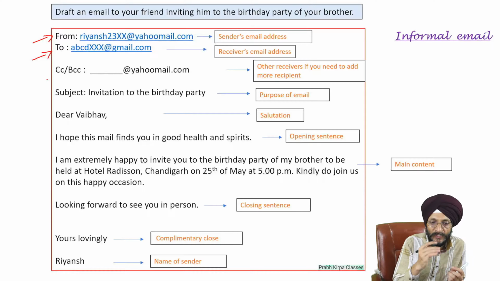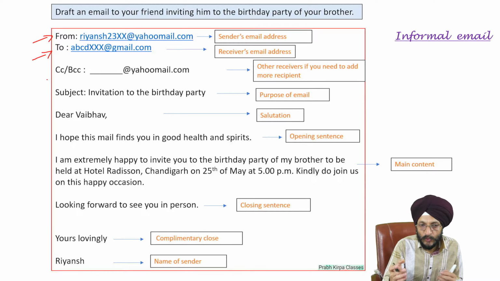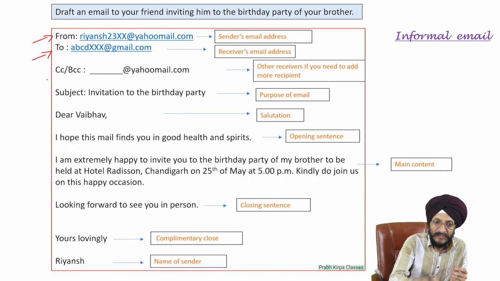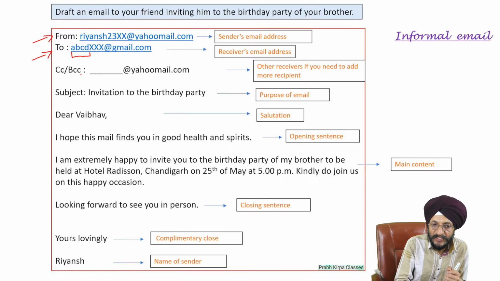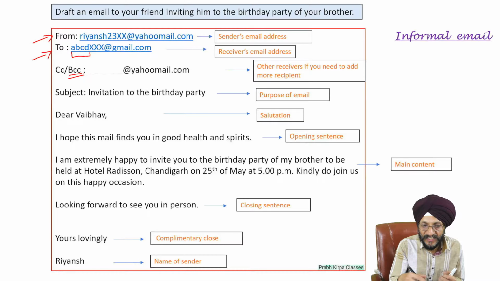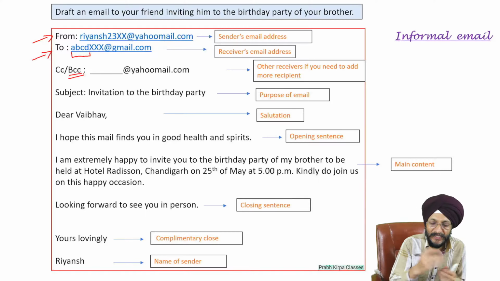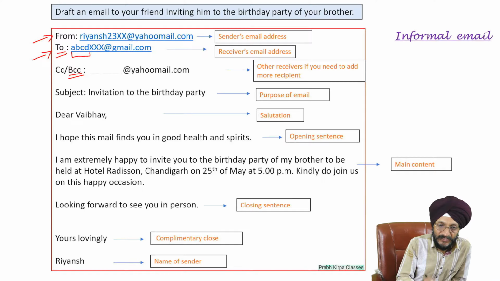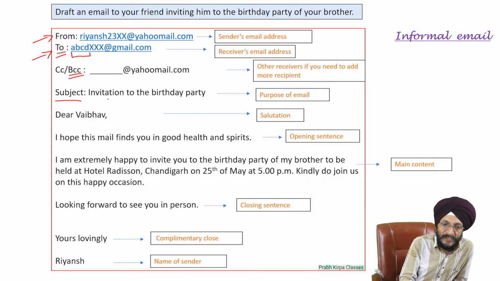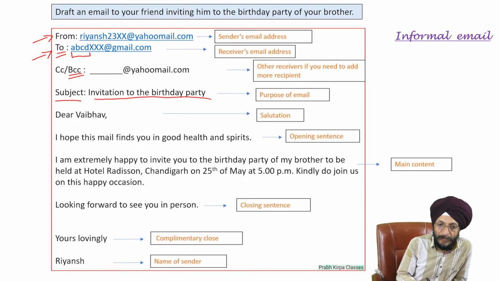Then if you want to tell other friends also that you have invited him, that is, you want to tell other persons that you have invited ABCD, you may mention his email address in CC or BCC as the case may be. But if you do not want to tell any other person that you have invited him to the birthday party, you will simply send the email to a single person and you will not mention any name in CC or BCC. Then in the email, you will write the subject as invitation to birthday party, which will be the purpose of the email.